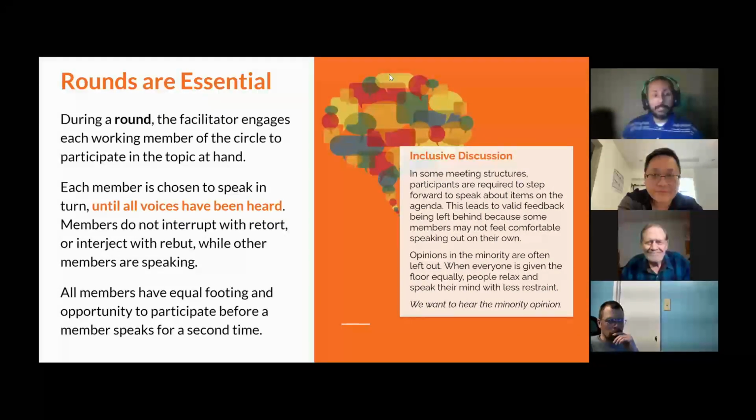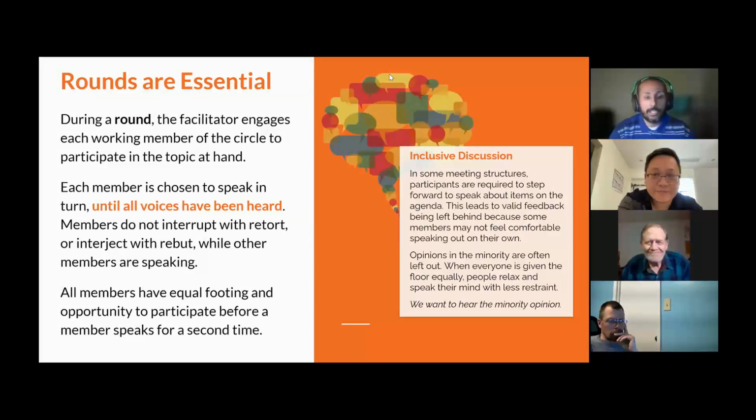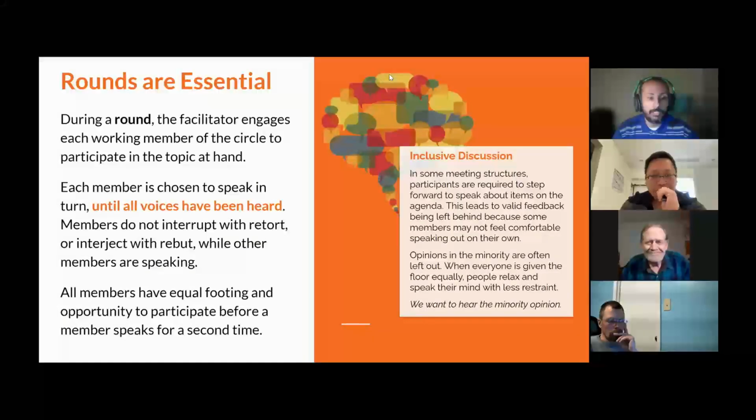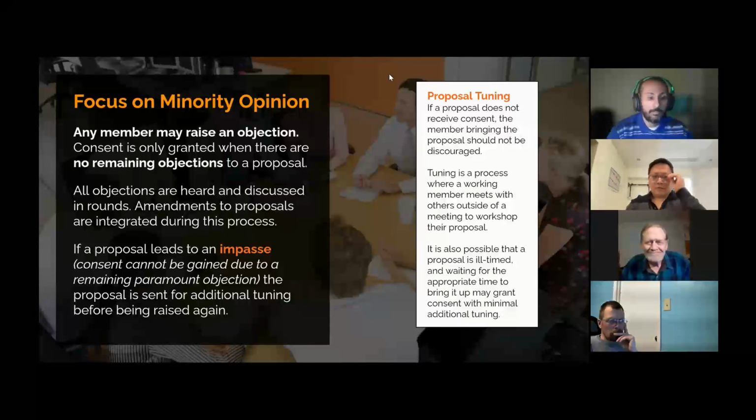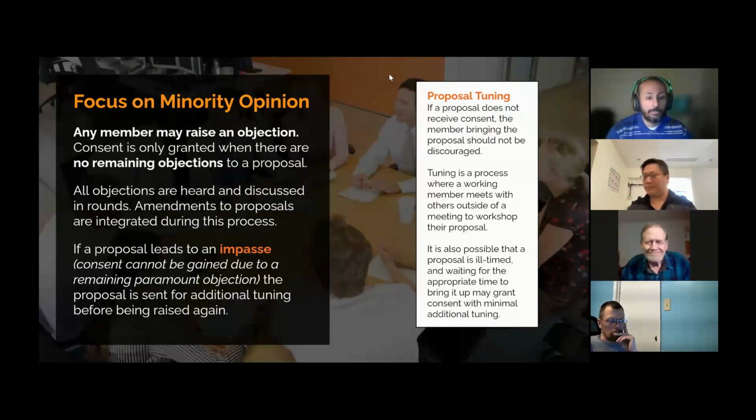Any member may raise an objection, and consent is only granted when there are no remaining objections to a proposal. All objections are heard and discussed in rounds. Amendments to proposals are integrated during the process. If a proposal leads to an impasse, that means consent is not gained due to a remaining paramount objection, and the proposal is sent for additional tuning before being raised again.